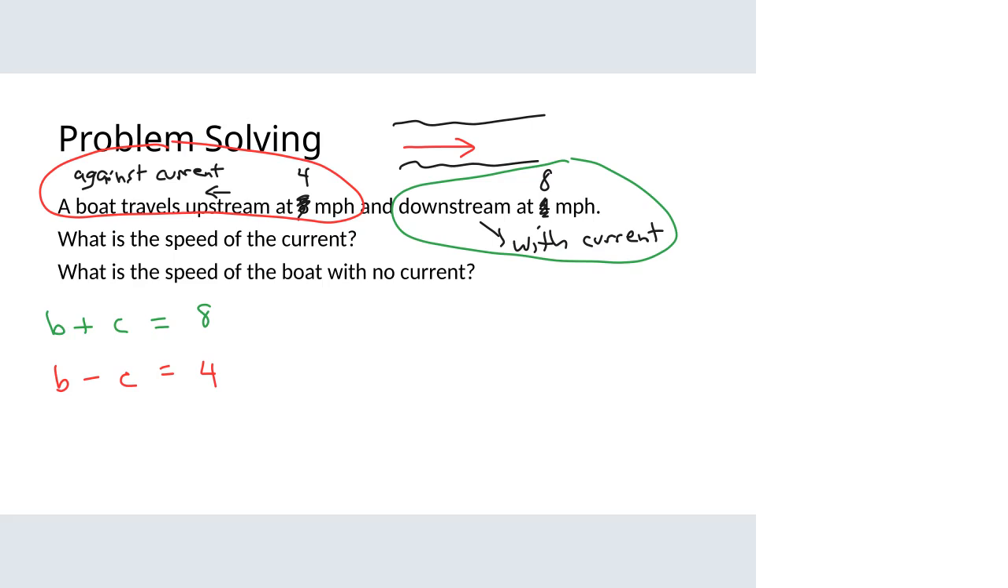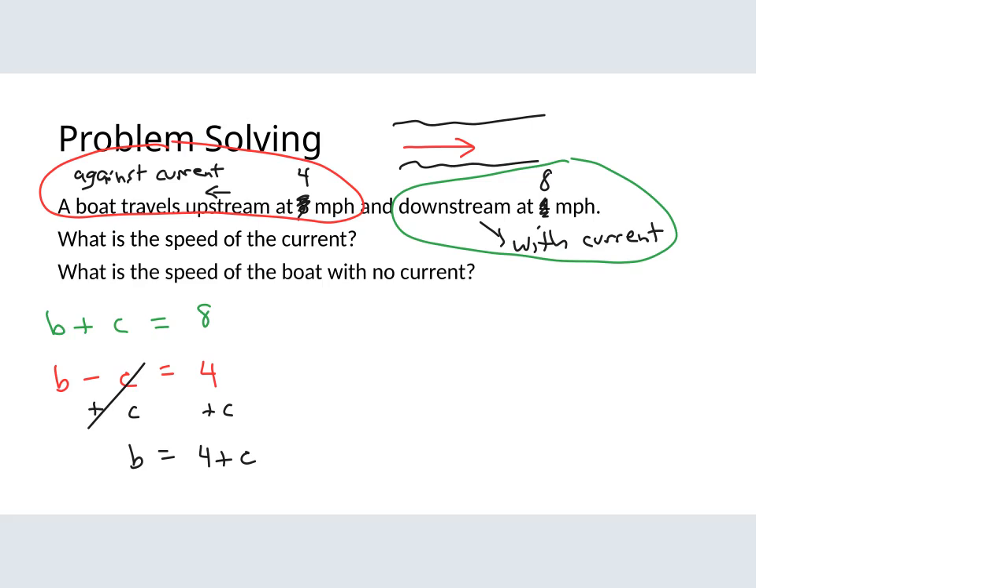And now I have 2 equations and 2 variables. This goes all the way back to pigs and chickens at the very beginning of the semester. We can rewrite this in terms of one of them. The one at the bottom, I think I would do, if we add c to both sides, then we find out that b is equal to 4 plus c.